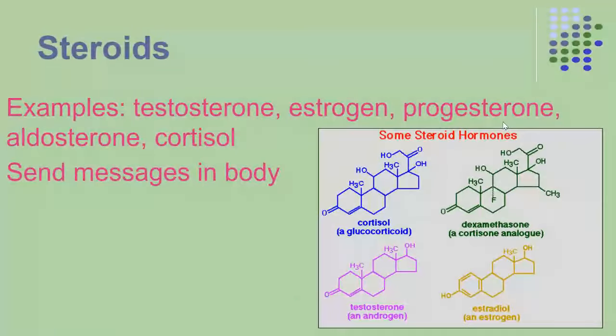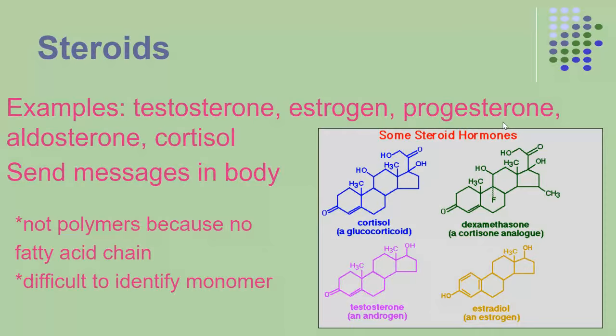All right, we're going to talk about a special type of lipid right now, and those are steroids. A lot of them are your steroid hormones, like testosterone, estrogen, progesterone, aldosterone, and cortisol. You might have heard about some of those in health class. The job of those steroids is what we call lipid chemical messengers, because they send messages from one part of your body to another part of your body.